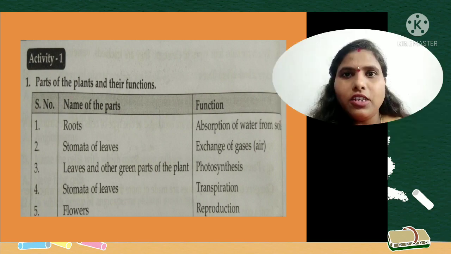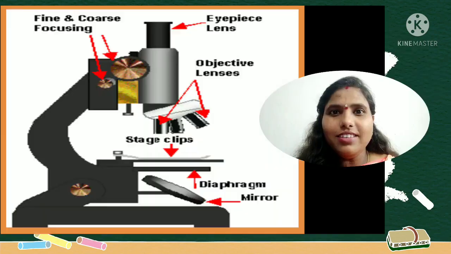The next important part of the plant is the stomata. Stomata are located in leaves. As for the function of stomata, gas exchange takes place here, and it also shows transpiration. For doing many activities, we use the compound microscope, which is seen in this slide. Observe that once.